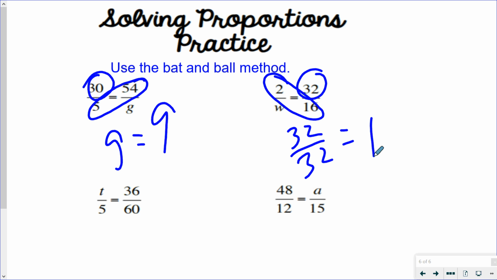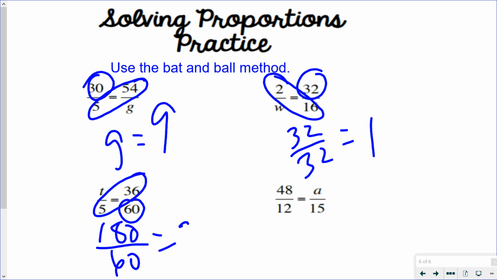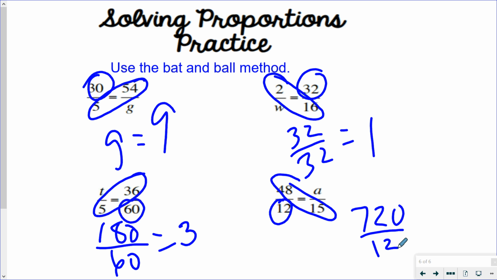All right, in the third example, circle the bat, 5 and 36, multiply them together, you get 180. Circle the ball, divide by it. So you end up with t is equal to 3. And then the last one, circle the bat, that's the 48 and the 15. Multiply them, you get 720. Divide by the ball, which is 12. So we end up with 720 divided by 12 is 60.